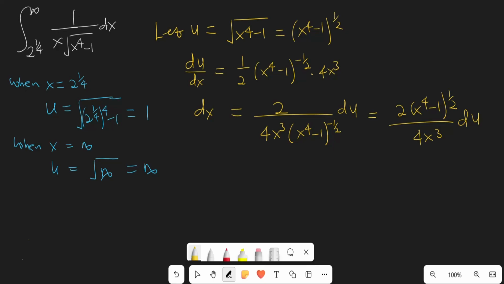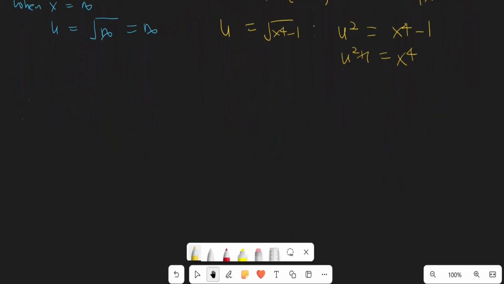So now we can also find an expression for x^4, because we will have need of it. From u equals the square root of x^4 minus 1, we can square both sides. We have u^2 equals x^4 minus 1. So that implies u^2 plus 1 is equal to x^4. So now let's take everything from the x world into the u world.